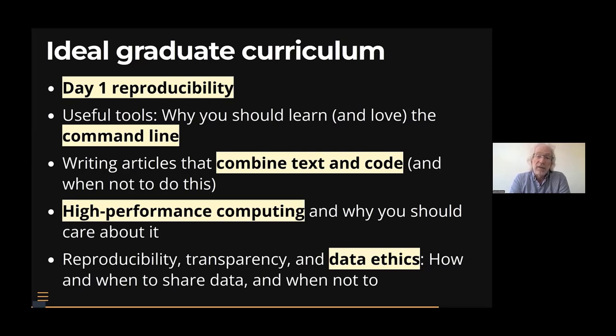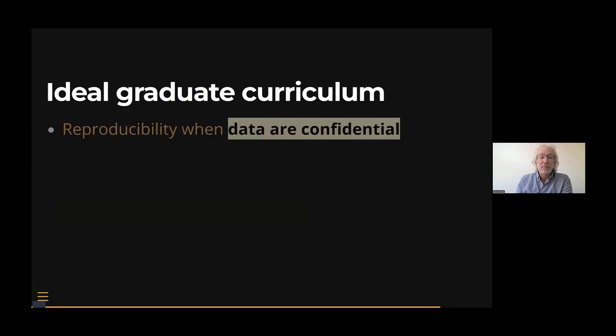How can I make data ethically available when I'm subject to ethics boards, institutional review boards, the GDPR, all those kinds of things? How can we make that work and still be transparent and open about our methods? Which then naturally leads to reproducibility when data are confidential.